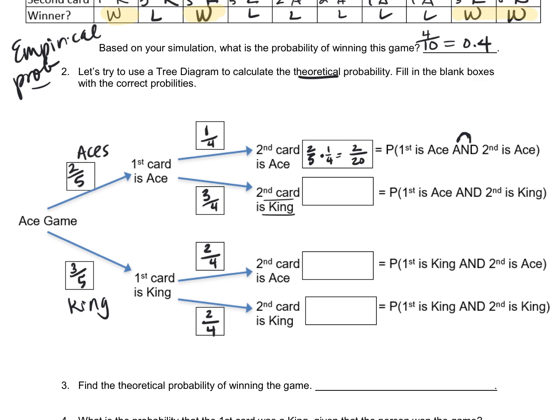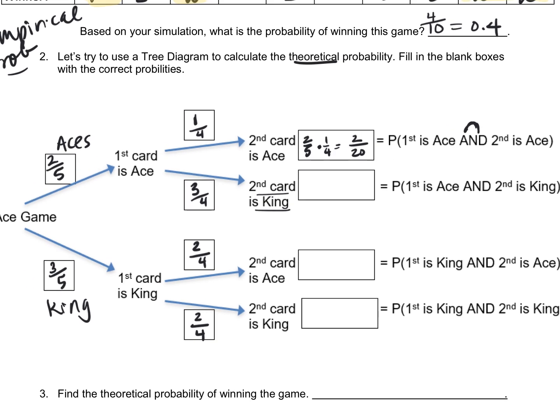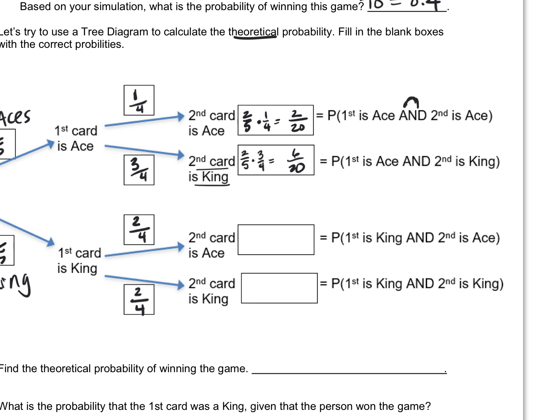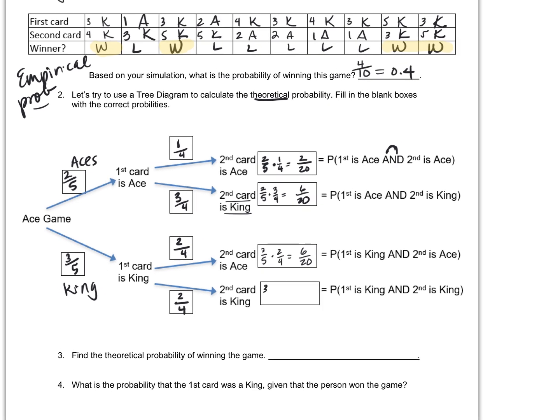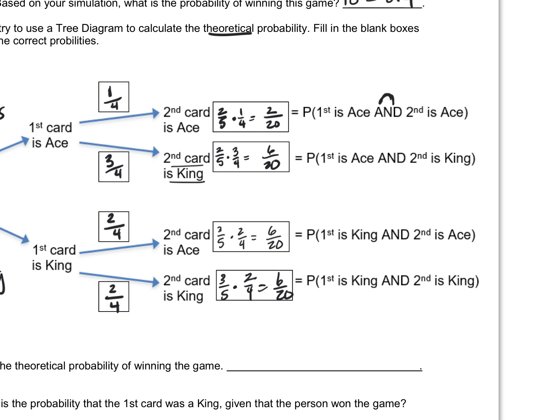All right. The next one is that the first is an ace and the second is a king. So the first is an ace, still 2 out of 5. But the probability that second card I draw is a king is 3 out of 4, which is what, 6 out of 20? And then we play the other side. Let's say the first card I drew is a king and the second's an ace. So that would be 3 out of 5 times 2 out of 4, which is 6 out of 20. And the first is a king, second's a king. Well, 3 out of 5 times 2 out of 4, 6 out of 20 again, right? Now notice something. What do these fractions add up to be?